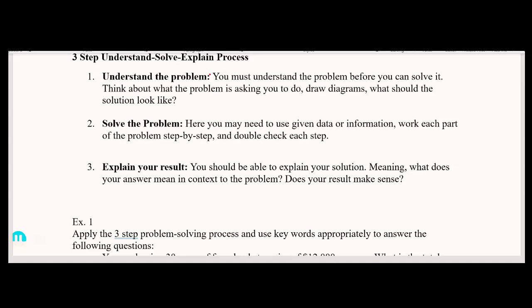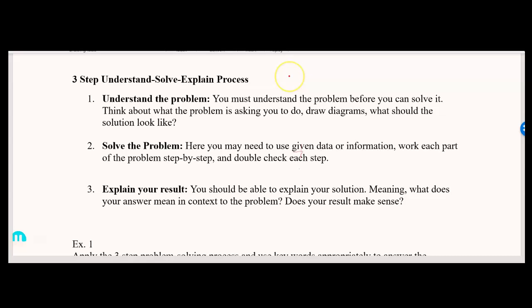When you are reading word problems, which of course this course is going to have a lot of, we want to first understand the problem. So what does that mean? That means that we want to read through the problem, and you might have to read it several times. Word problems don't always come across right away as what you need to do. Think about what the problem is asking you to do. Draw some diagrams if you can. What should the solution look like? Sometimes it might just be an equation or a simple multiplication.